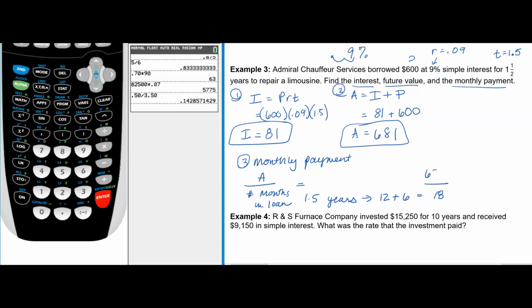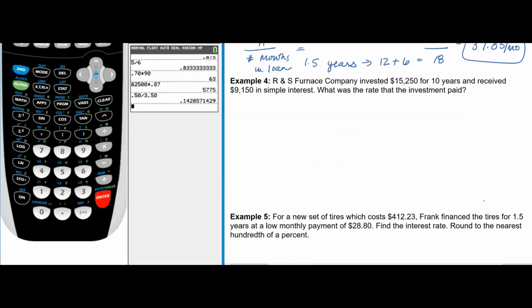And then our future value is 681. So if I take what I have to pay back, 681, divided by the number of months, 18, I end up getting $37.83 per month. And that's my monthly payment. Okay. So let's go down. We've got 2 more examples left of this module.